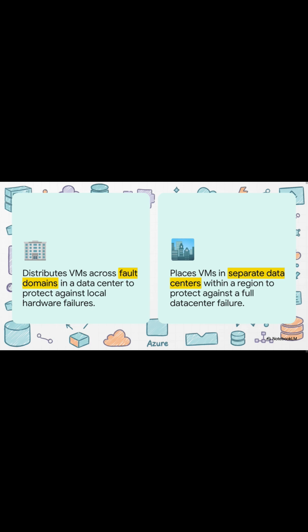Now, on the right, availability zones, whoa, this is the next level. This protects you if an entire data center goes offline. We're talking a power outage, a flood, you name it. It does this by putting copies of your VMs in totally separate physical buildings in the same region. So the key takeaway is this. Sets are for local hardware failures, while zones are for those big, catastrophic data center level disasters.